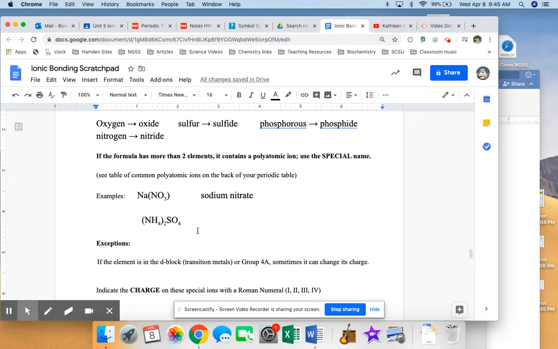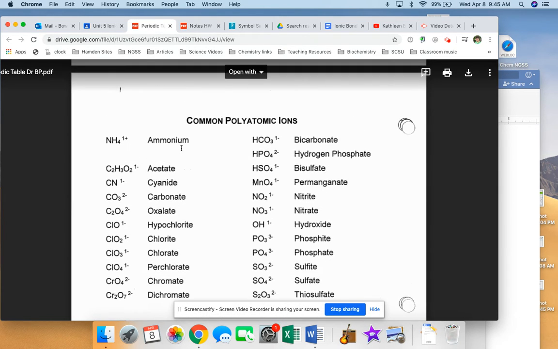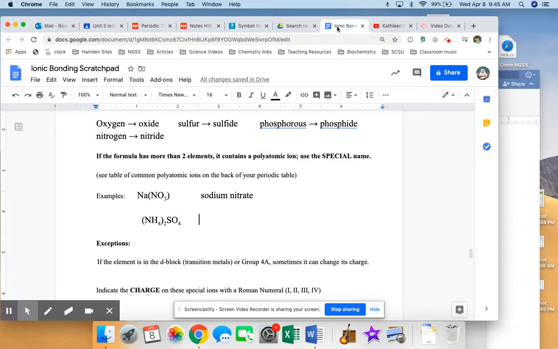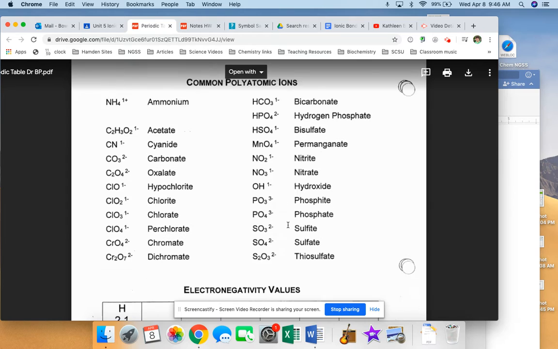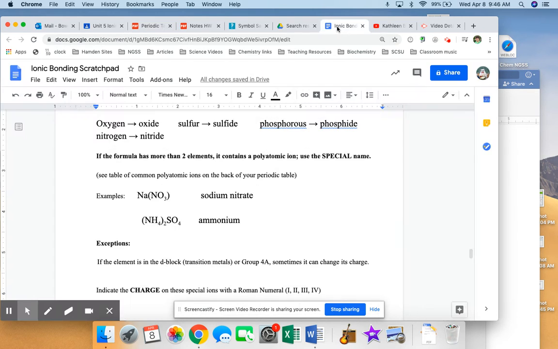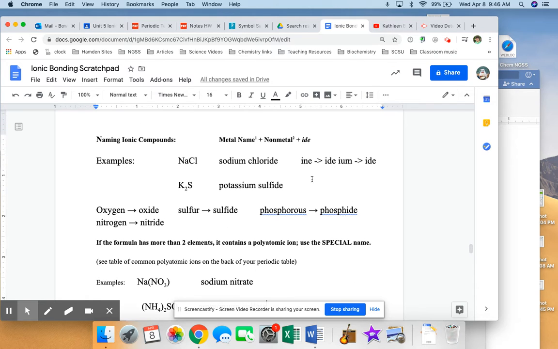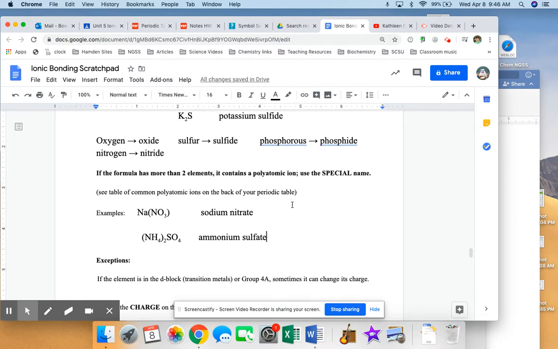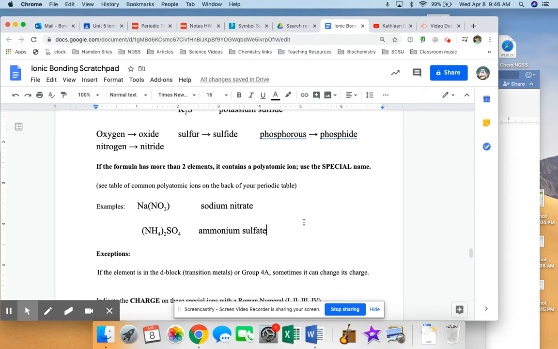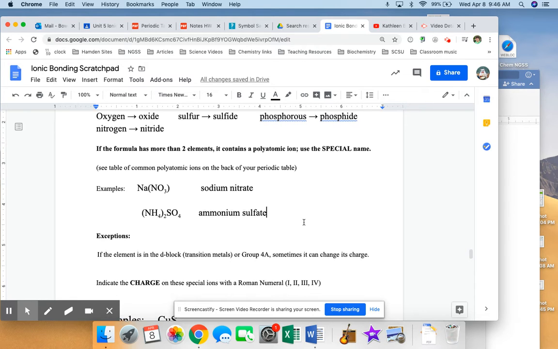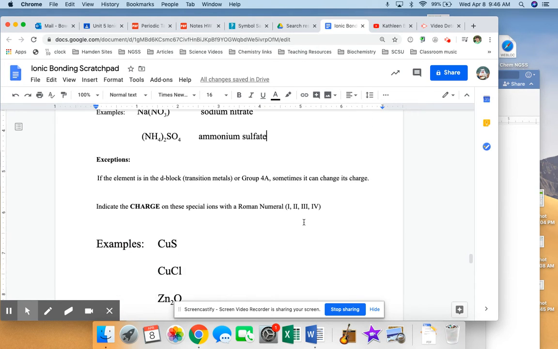NH4 and SO4. Aha! There are 2 families. NH4 is right here. Ammonium. Don't change the name. SO4 is on the back. SO4 is sulfate. Don't change the name. You only change it if it's a regular element. If it's a family, you write whatever name is back there. Sodium nitrate, ammonium sulfate.